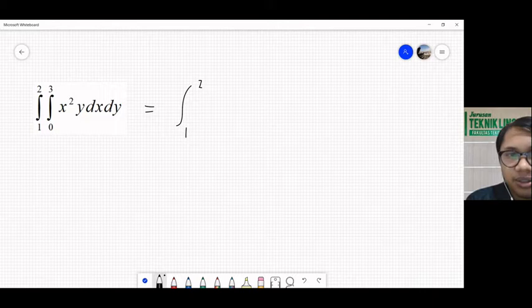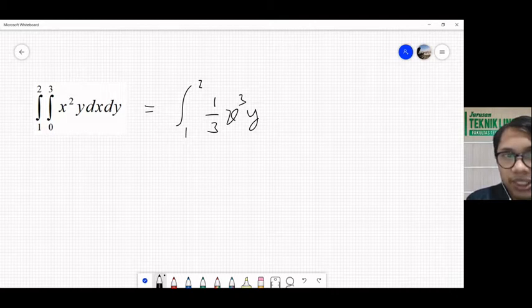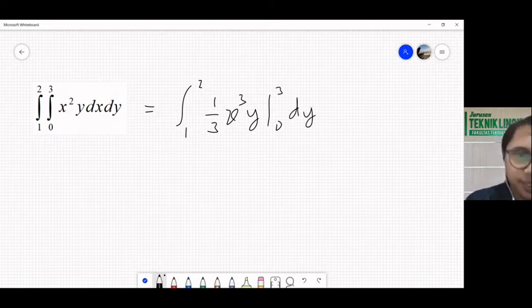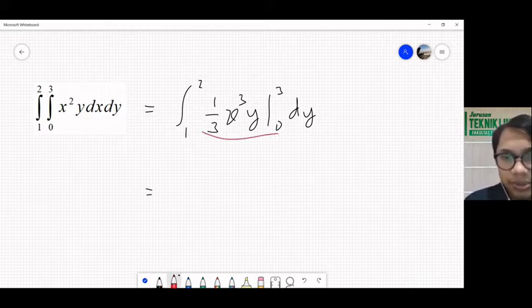x square, we integrate it, it becomes 1/3 x power 3, and y. We didn't do anything with y because we do the integration with respect to x. Then we write the limit 0 and 3 and dy. Next, we try to solve this part by entering the limit into the function.